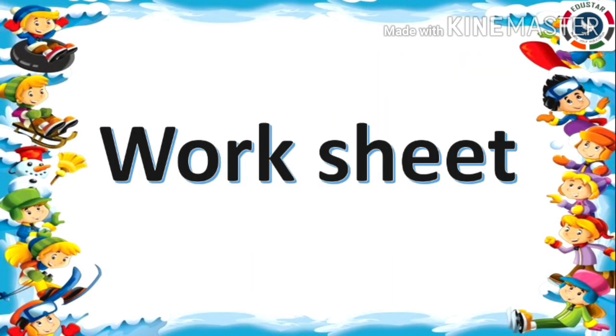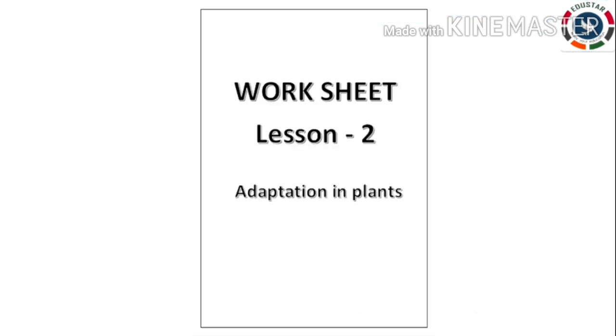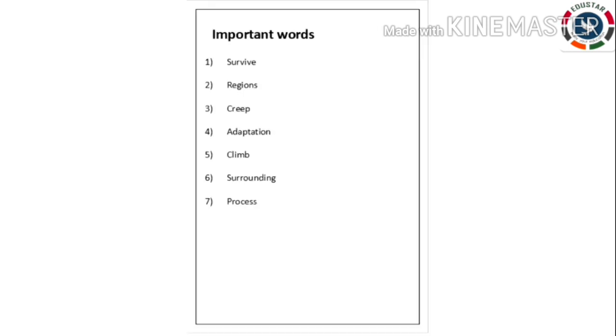Next one, this is the writing part. This is for lesson 2. Already we have written a worksheet for lesson 1, right? I saw some emails, most of them done well. You have to do the same for this worksheet also. This is the first page of the worksheet, lesson 2, adaptation in plants. On the next page you have to write the important words. After completing this, you need to write the fill in the blanks.